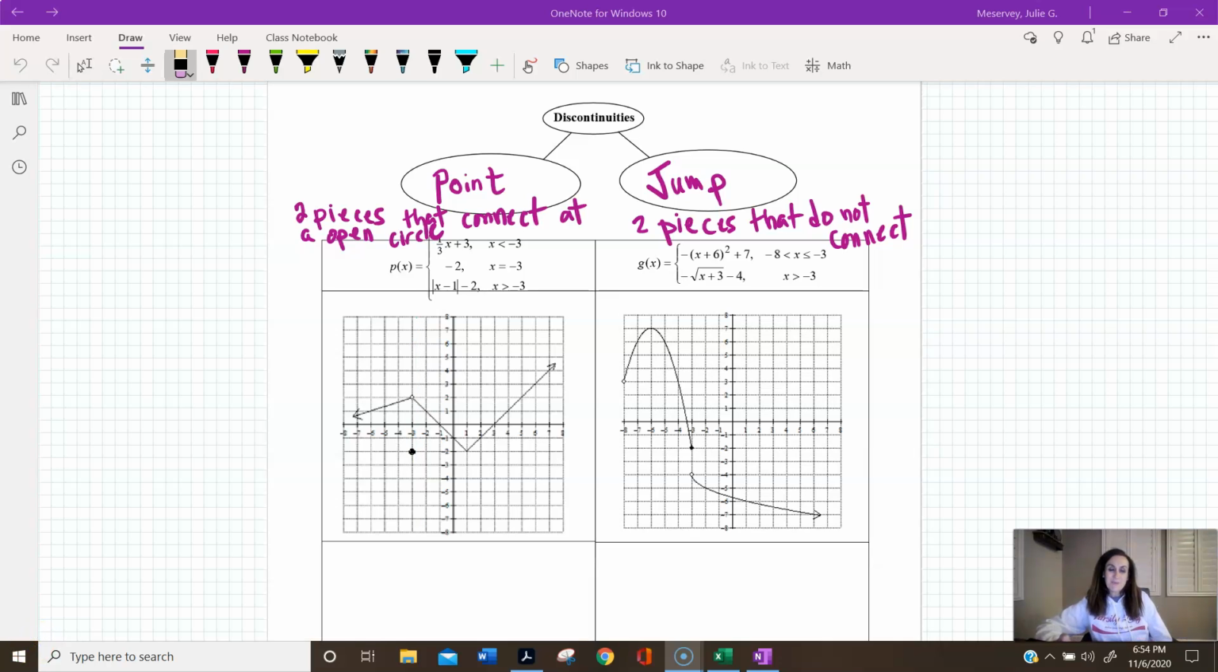Hi guys, so tonight we're going to talk about discontinuities. Just a reminder that if a graph is continuous, it means you can trace it without lifting up your pencil. So both of these graphs are discontinuous.